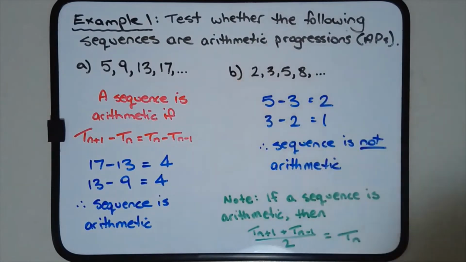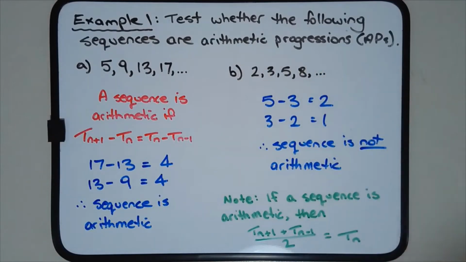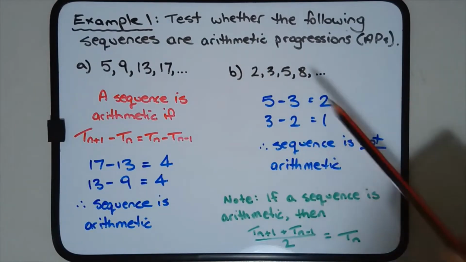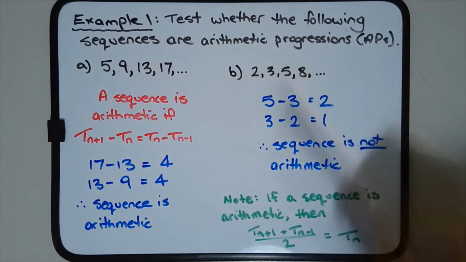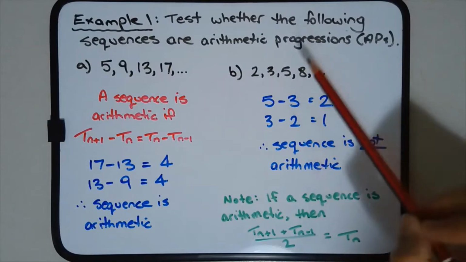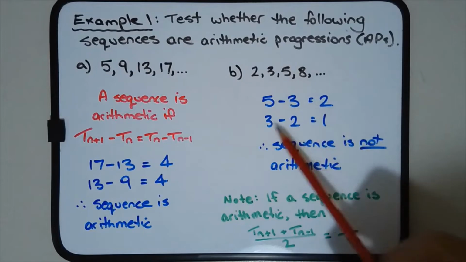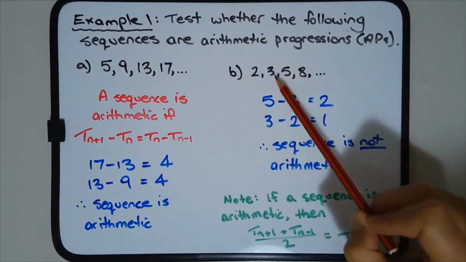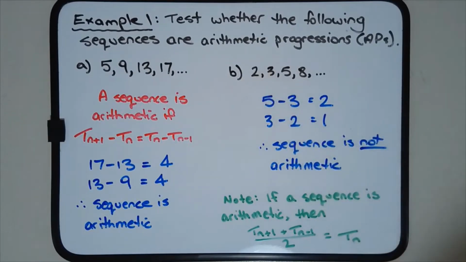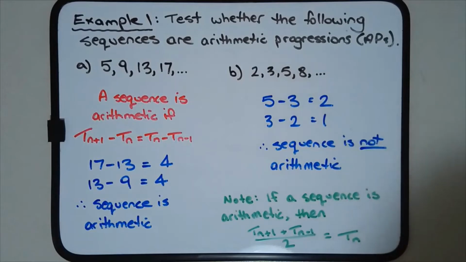Let's have a look at part B. 2, 3, 5, 8, and so on. Again, just choose any 3 consecutive terms. So I've chosen 2, 3, and 5, and compared the difference between those terms. Comparing 3 and 5, 5 minus 3 is 2. And comparing 3 and 2, 3 minus 2 is equal to 1. Obviously, it's not a common difference, since the difference between 2 and 3 is not the same as the difference between 3 and 5. Therefore, the sequence is not arithmetic.